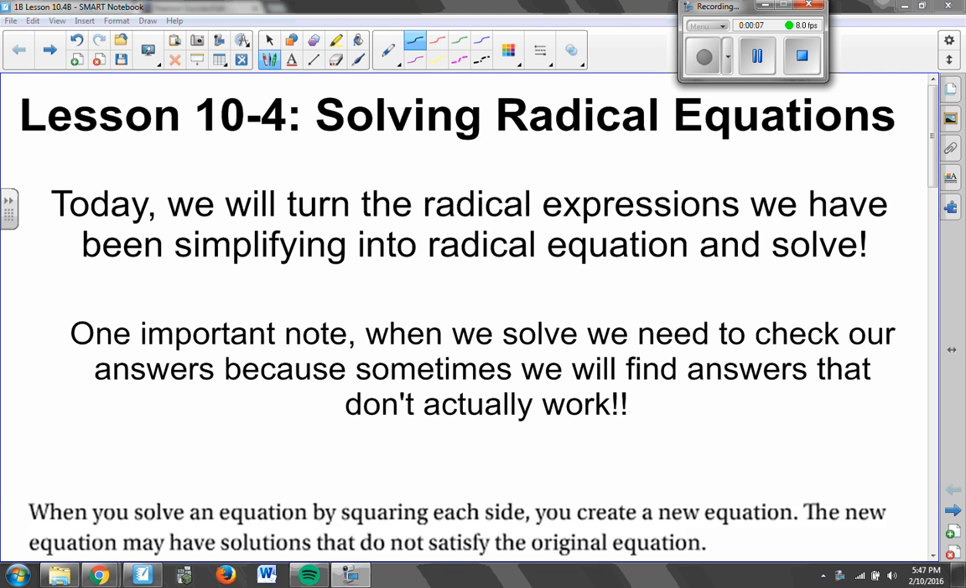Welcome to part 2 of lesson 10.4 on solving radical equations. Again, we're solving equations with a square root involved, so we're solving by squaring both sides. Today we're going to deal with this important note from our last video: answers that don't actually work in the equation. These are answers that you get for x when you solve, but don't actually work when you plug them back into the equation.